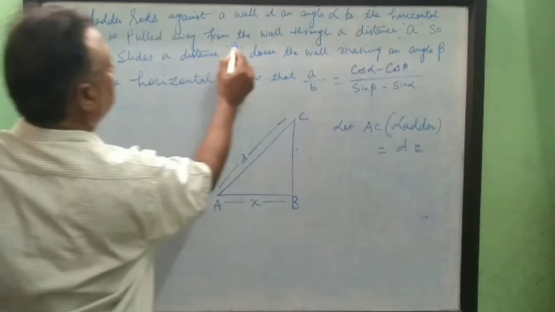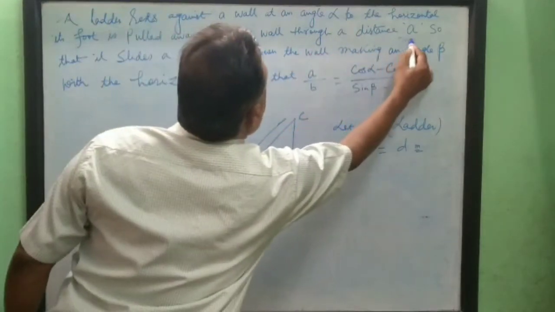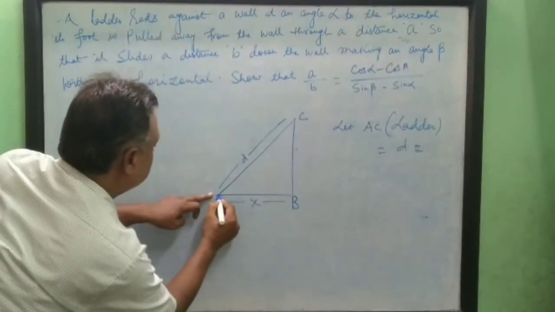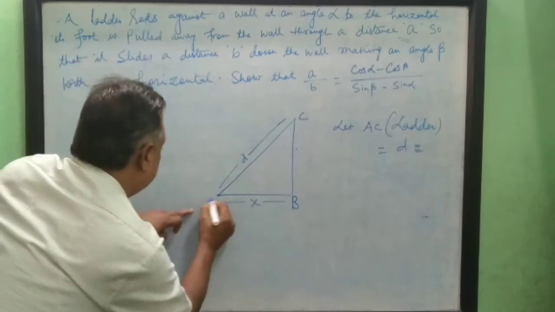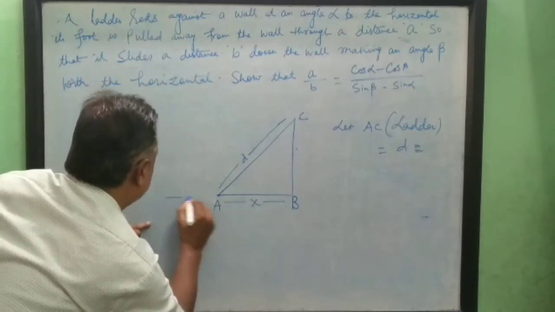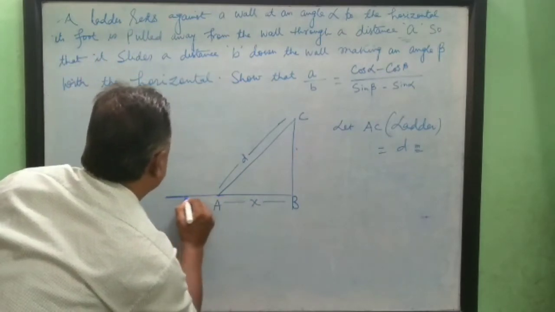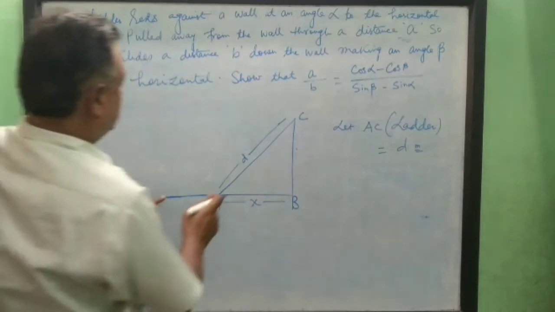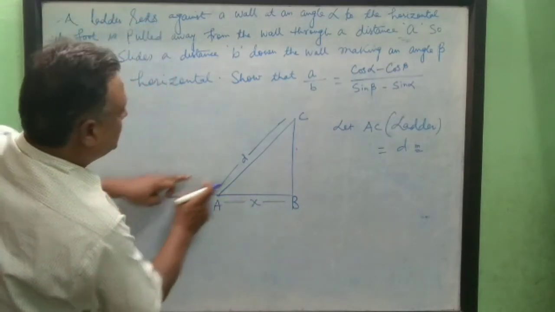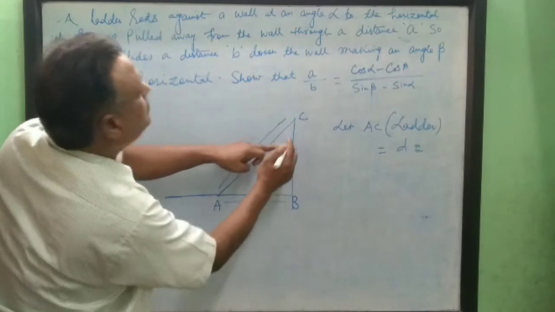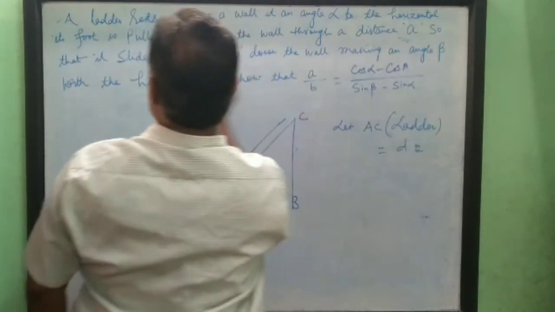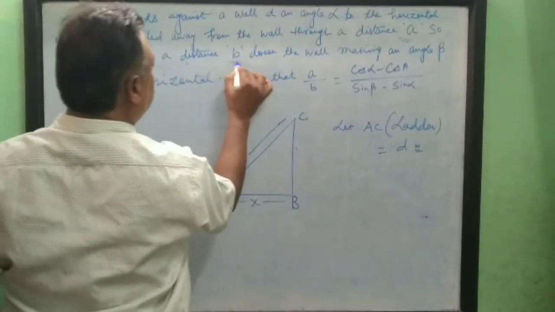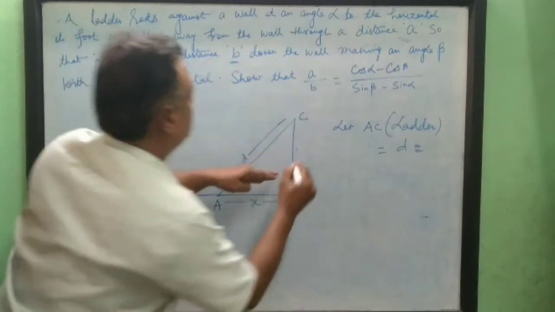its foot is pulled away from the wall through a distance a. It means this is the foot of the ladder. So it is pulled away. यहाँ से दूर खींच लिया गया ऐसे. It's pulled away. So it means कि if this will come here, so this will come down, and it is given so that it slides a distance b down the wall.